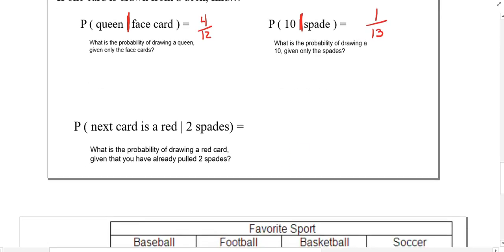What's the probability the next card is a red given we've drawn 2 spades? So we know we pulled out 2 spades. How many cards are left? Remember, there's 52 in a deck. We pulled out 2, so that means there's 50 cards left. Of those 50 cards, how many are reds? Well, there's 26 reds, and we haven't pulled out any reds. We've only pulled out 2 spades. So that means there's still 26 reds left. So 26 out of 50.